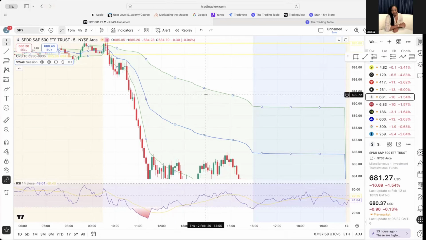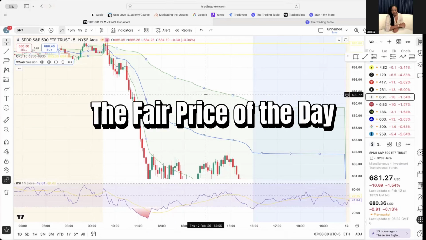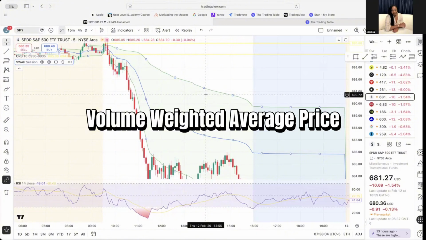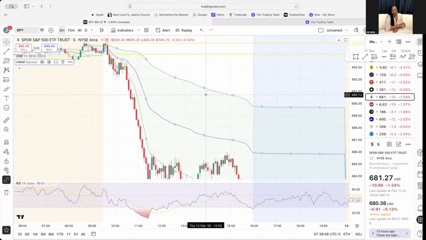So VWAP is basically the fair price of the day. VWAP stands for volume weighted average price. All that really means is it shows the average price most people are paying during the day.